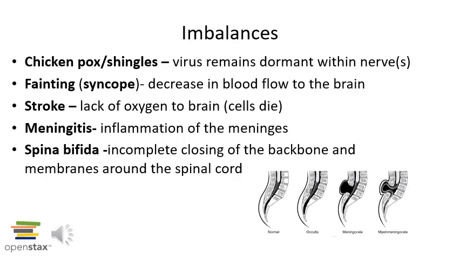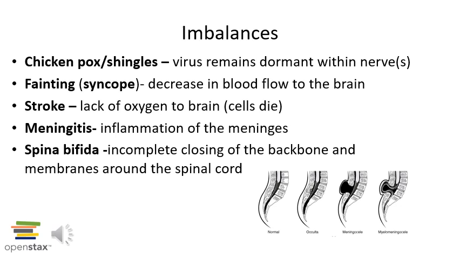Finally, some imbalances or disorders you want to be aware of. First off, the chickenpox virus, which causes chickenpox, a standard childhood disease, can actually remain dormant within nerves, recurring periodically as something that is called shingles. Fainting, also known as syncope, is a result of decreased blood flow to the brain. Many people will become faint if they stand up very quickly and they already have low blood pressure. Standing up can all of a sudden cause a significant drop in blood flow to the brain, causing a fainting event. Stroke, because of lack of oxygen to brain cells.